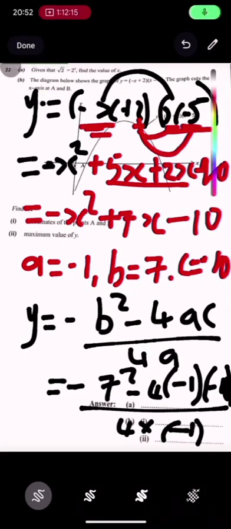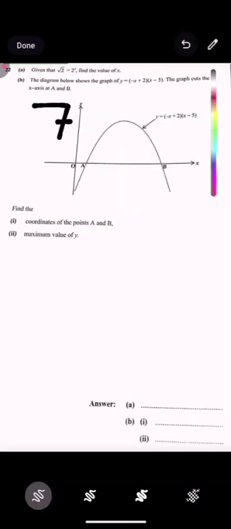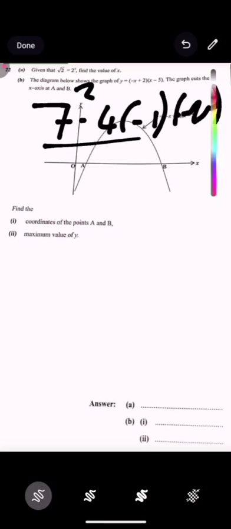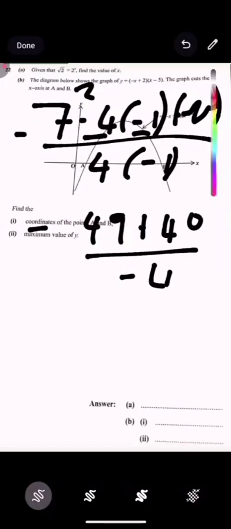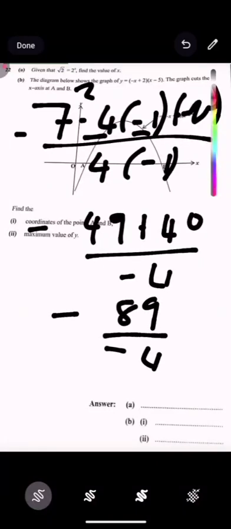Okay, so let's continue solving. So we have 7 squared minus 4, -1, -10 over 4 times -1, I think. So negative in front. -7 squared is 49. -4 times -1, 4 times -10, it's positive 40 over -4. -49 plus 40, it's going to be 89 over -4, if I've not made any mistake.